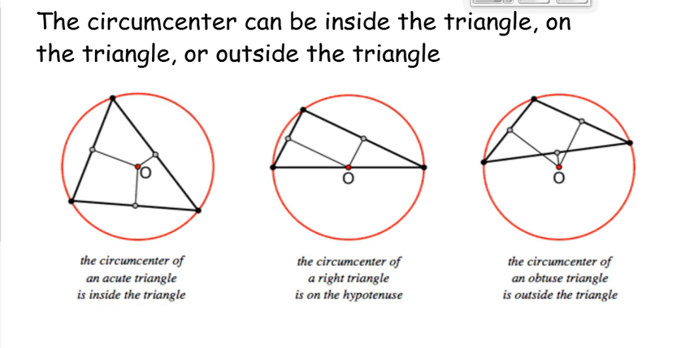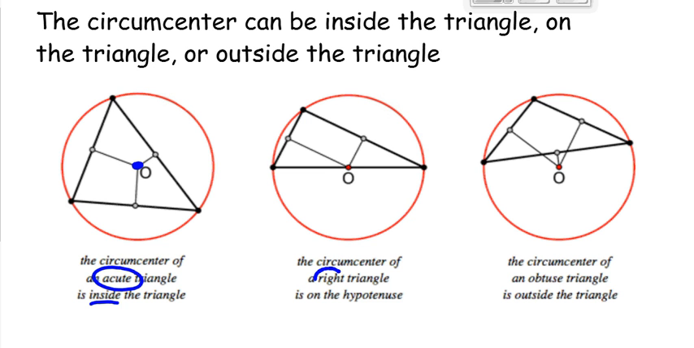The circumcenter can be on the inside of the triangle, on the triangle, or outside of the triangle. So depending on what kind of triangle you're dealing with, it's going to determine where the circumcenter lies. If I have an acute triangle, the circumcenter is going to be inside the triangle. So for an acute triangle, the circumcenter is inside.